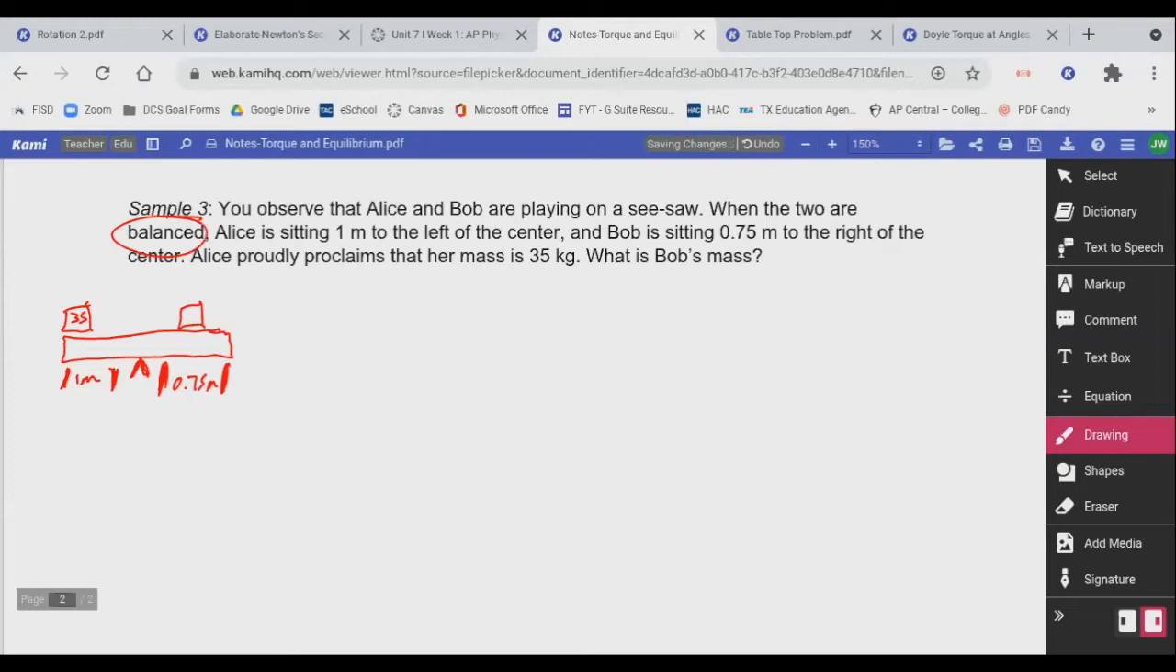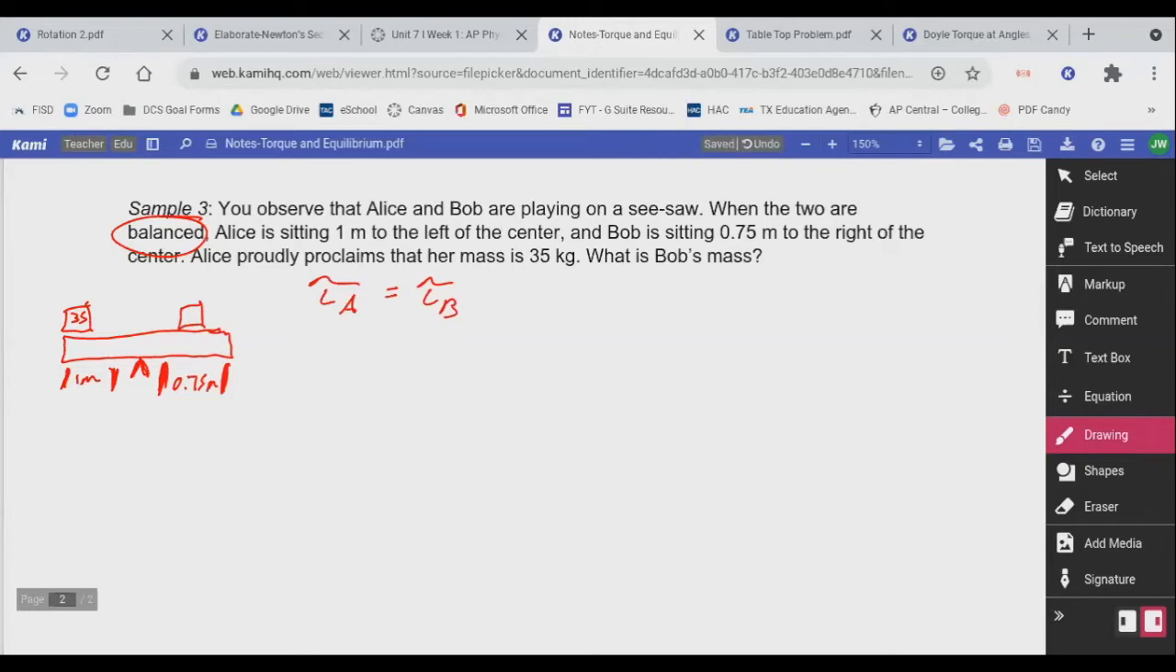The two are balanced. Okay, it says balance means equilibrium. When we're looking at a seesaw, what we're really balancing is the torque, because when you're going up and down on a seesaw, you're creating an angular motion, right? In order to have an angular motion from balance, you've got to have a torque, because that's the force that causes that angular motion. So if they're balanced, that means the torque on the left is equal to the torque on the right. And another way of writing this would be the torque of Alice is equal to the torque of Bob.